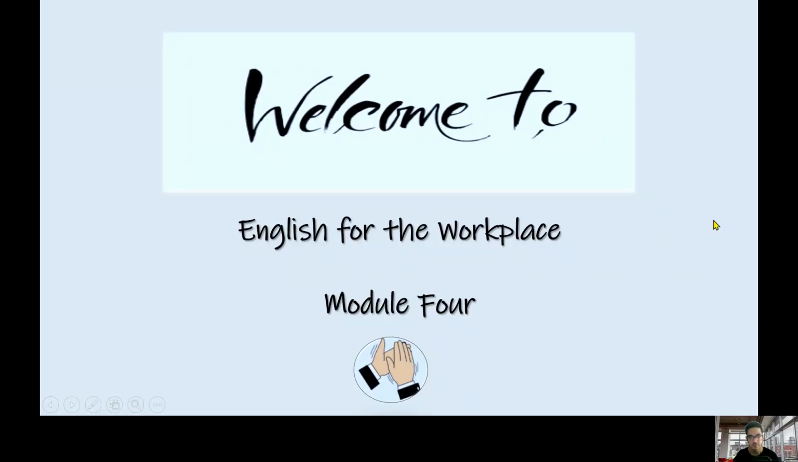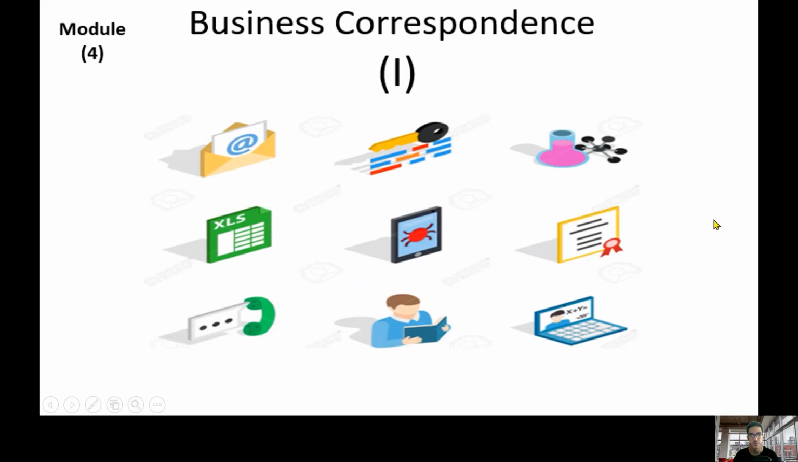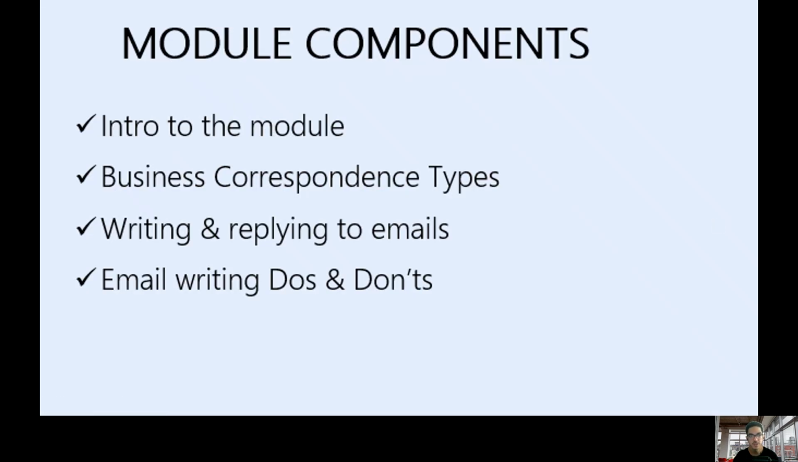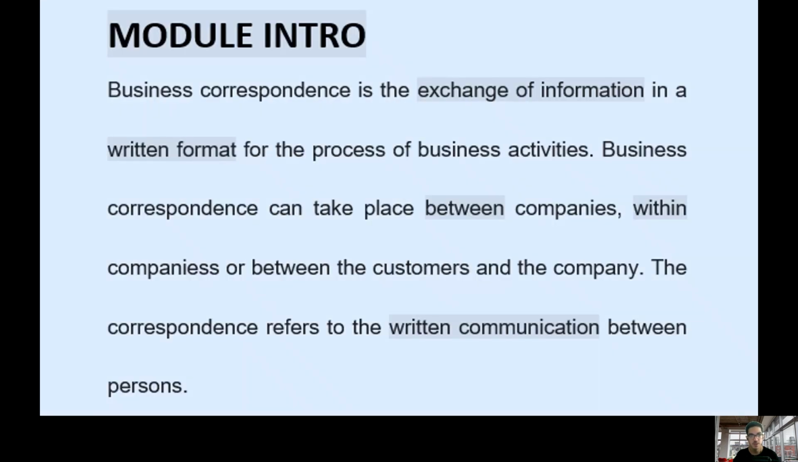Okay, so module 4. We're going to start with business correspondence. We're going to start by giving you an introduction to the different types of business correspondence. And then we're going to be talking about writing and replying to emails. We're going to be talking about some of the do's and don'ts, things you should be doing when it comes to emails, especially business emails, and how to talk to your coworker, how to talk to different institutions, and things like that. Okay. So let's start with business correspondence in general.